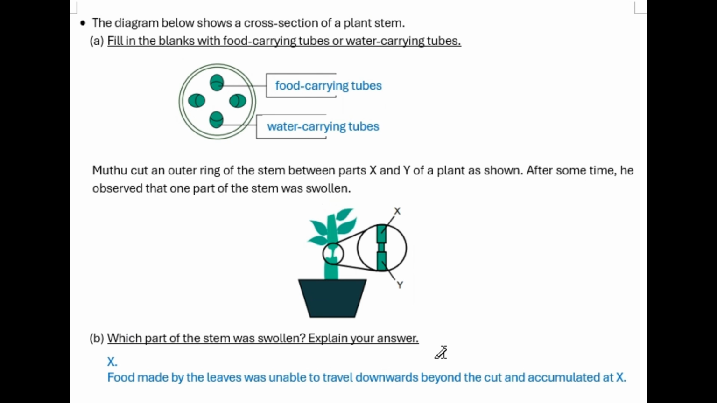The diagram below shows a cross-section of a plant stem. A. Fill in the blanks with food-carrying tubes or water-carrying tubes. Mutu cut an outer ring of the stem between parts 10 and Y of a plant as shown. After some time, he observed that one part of the stem was swollen.